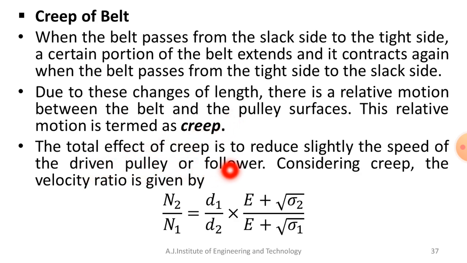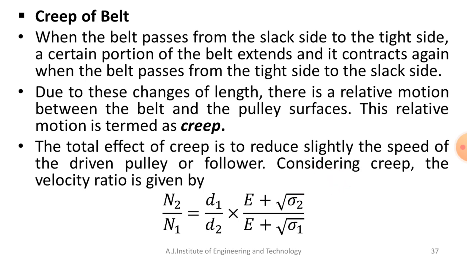The total effect of creep is to reduce slightly the speed of the driven pulley or follower. So the main effect of creep is to reduce the speed of the driven or follower pulley, and we have to consider this effect while solving problems. Considering the creep effect, we can modify the velocity equation: n2 divided by n1 is equal to d1 divided by d2 into (E plus root sigma 2) divided by (E plus root sigma 1).